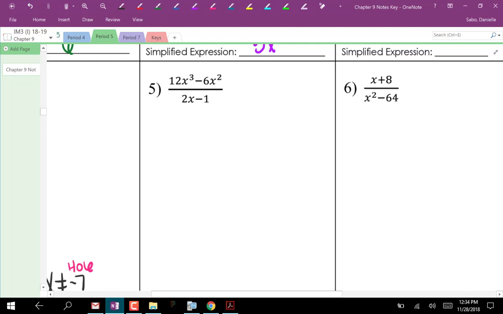Good. How are you doing over here? Good. That's 6x squared. So then we want to write 6x squared all around the outside like we did with this one. And then what is 12 divided by 6? 2. So write 2. And then x cubed divided by x squared. Period. And then 6x squared divided by 6x squared. Yeah. So nice one. Good job.